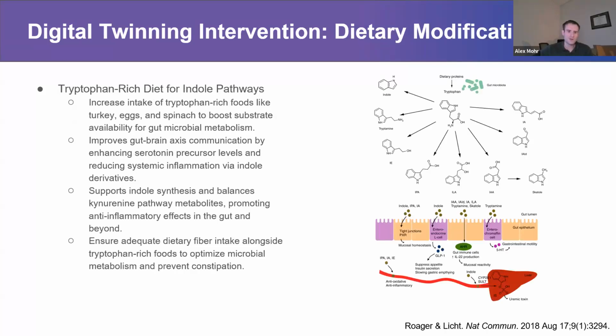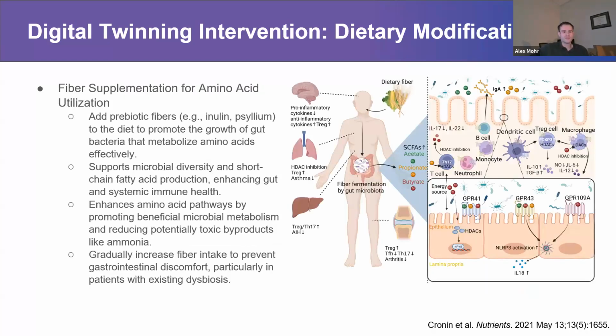We want to make sure that in patients with histamine intolerance, we might consider alternative strains to avoid exacerbation of these symptoms. So in terms of dietary modifications, we want to make sure that we're providing tryptophan-rich diets to support indole pathways. This can include foods like turkey, eggs, and spinach to boost the substrate availability for microbial interactions. This can improve gut-brain axis communication by enhancing serotonin precursor levels and reducing systemic inflammation via indole derivatives. We also want to ensure that we're getting adequate fiber intake alongside these tryptophan-rich foods to optimize microbial metabolism and prevent constipation. So different fiber supplementation can be prebiotic fibers such as inulin, psyllium. These help promote the growth of specific gut bacteria that can better metabolize amino acids efficiently.